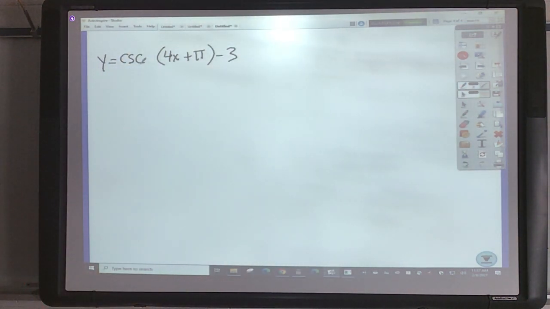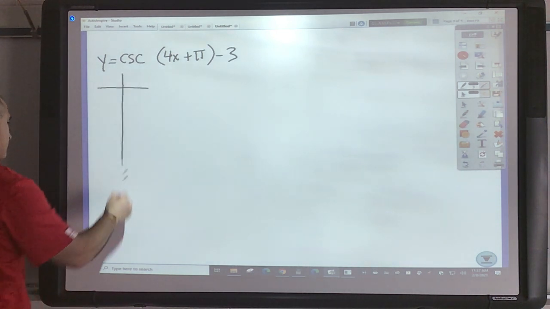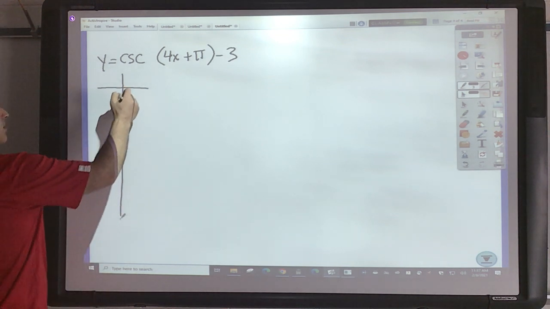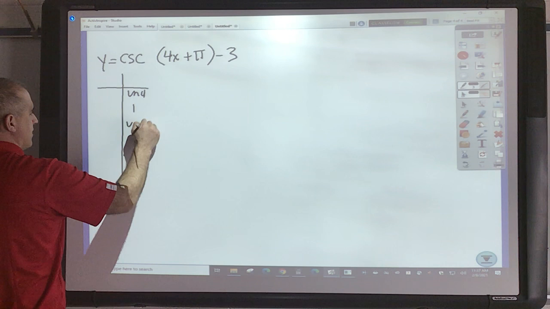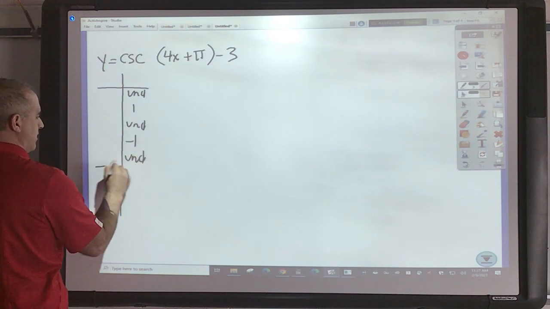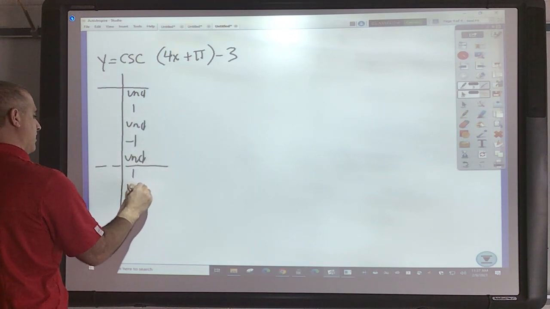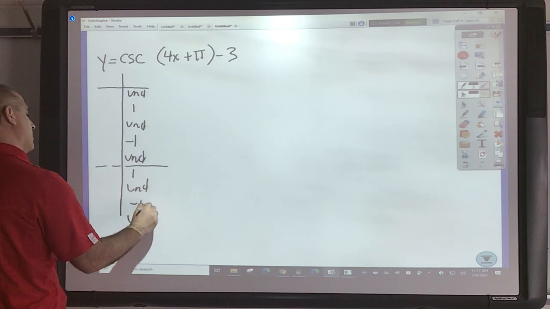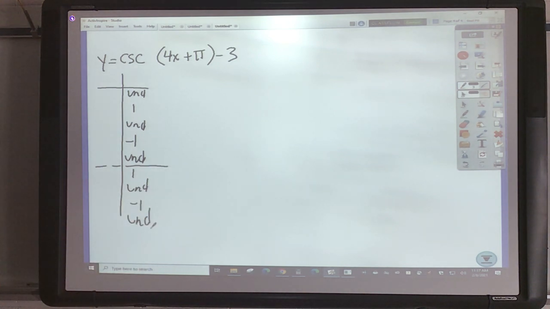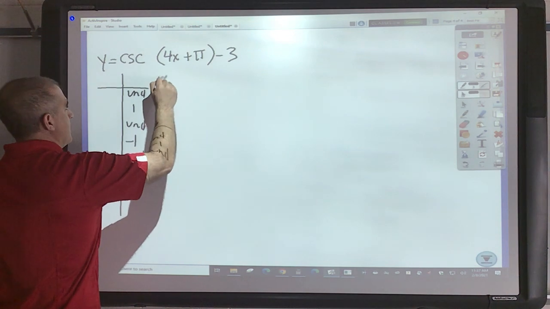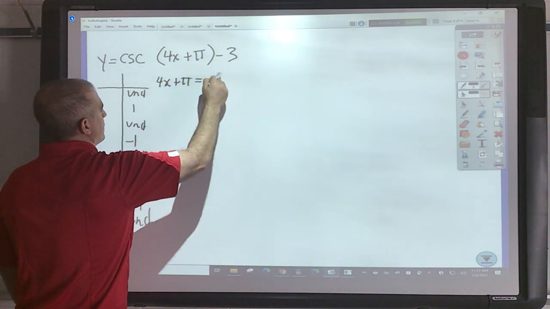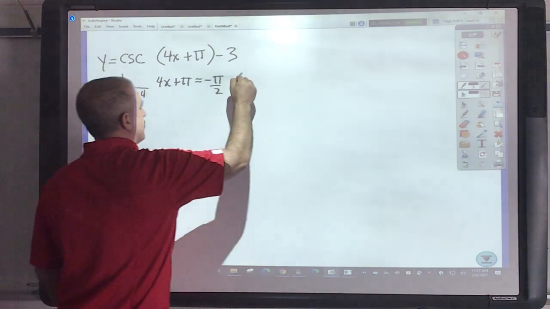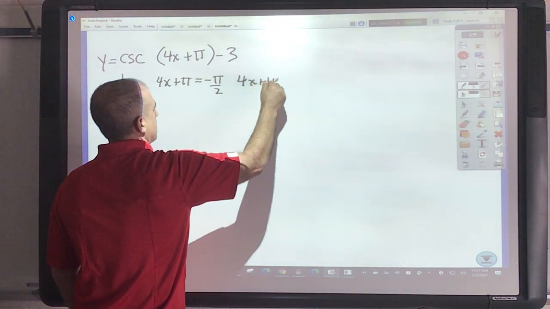All right, so start out with my values. Let's go undefined, 1, undefined, -1, undefined, dashes, 1, undefined, -1, undefined. Okay? Now, I would like to set this equal to negative pi over 2. I also want to set it equal to 0.